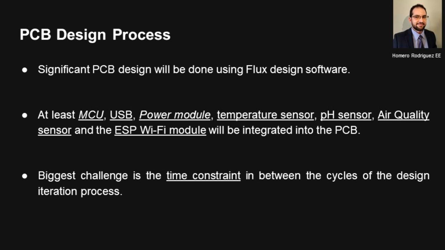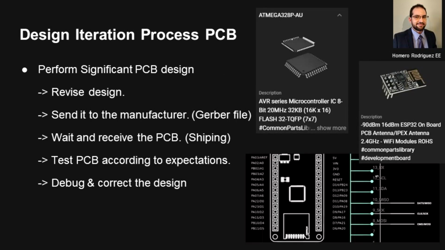Since the summer term is significantly shorter, one of the biggest challenges is the time constraint in between the cycles of the design iteration process. The PCB design iteration process consists of performing significant PCB design, then revising the design, sending the Gerber file to the manufacturer, then waiting out the shipping delay to receive the PCB, testing the PCB according to expectations, debugging the PCB, correcting the design, and the cycle repeats. This process of iteration takes time, and it is a big challenge when the deadlines are short. The PCB is still under final development, and it will be explained in great detail in our final video.